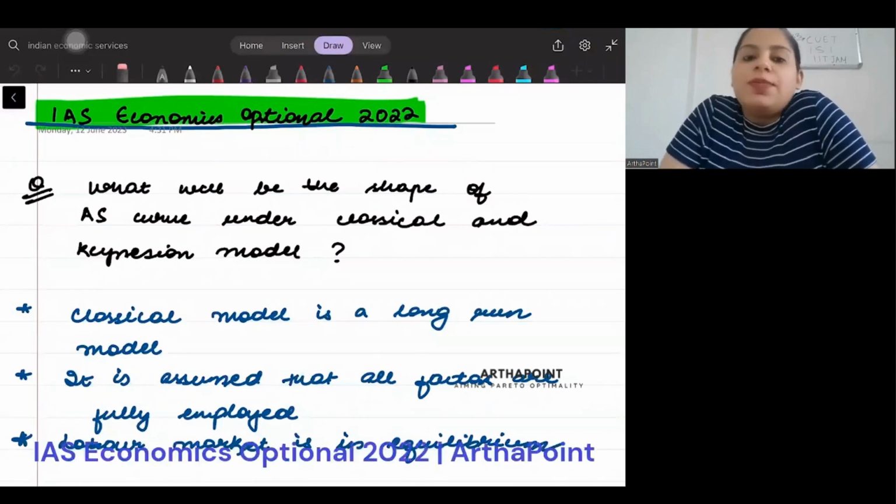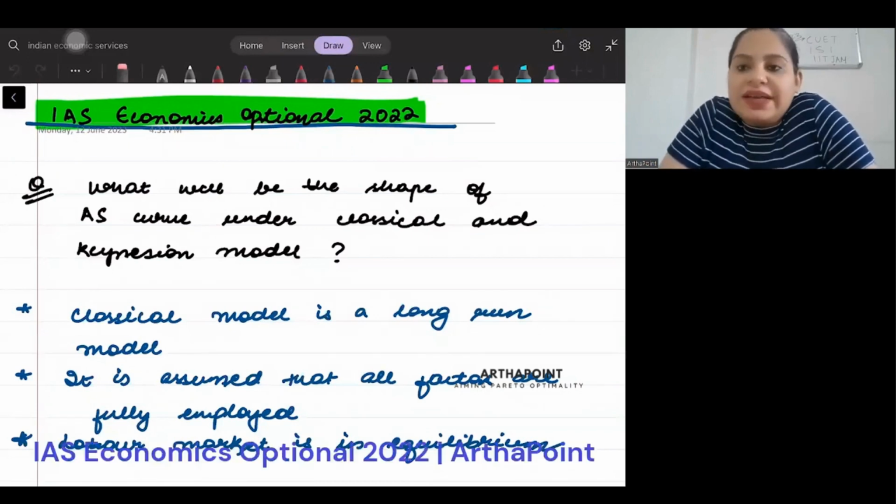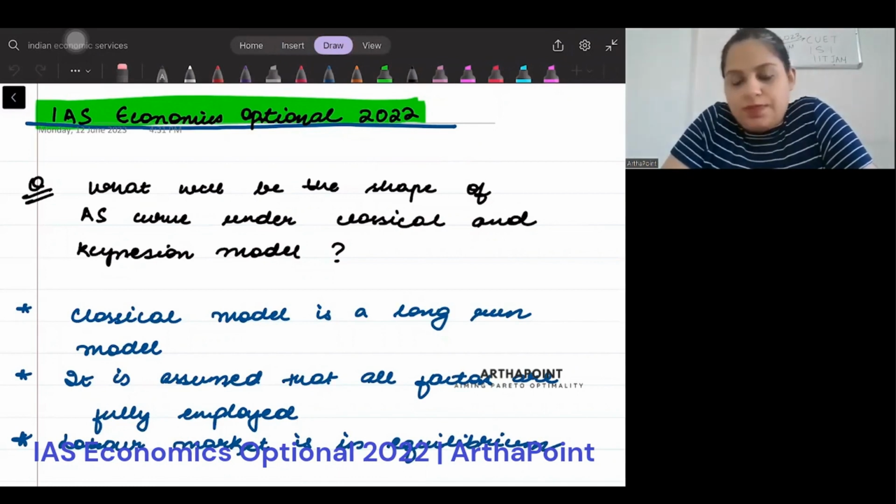Hi, good evening, everyone. Today we will take a question from the IES Economics Optional 2022 paper. Let us look at the question. It says, what will be the shape of the AS curve under the classical and Keynesian model?